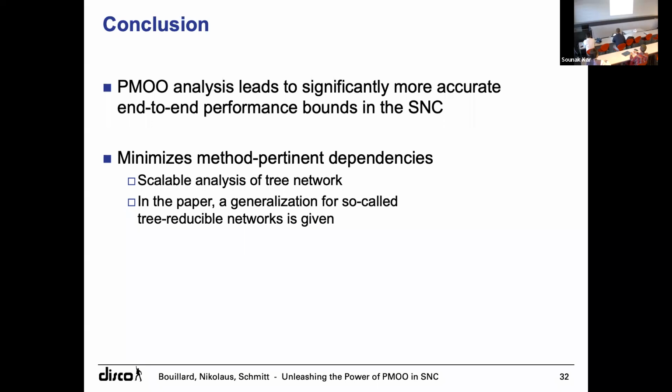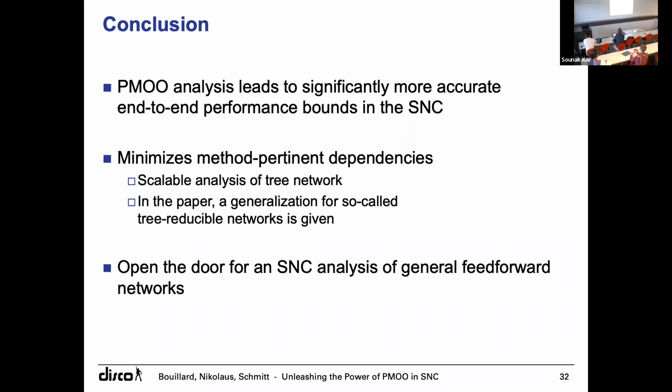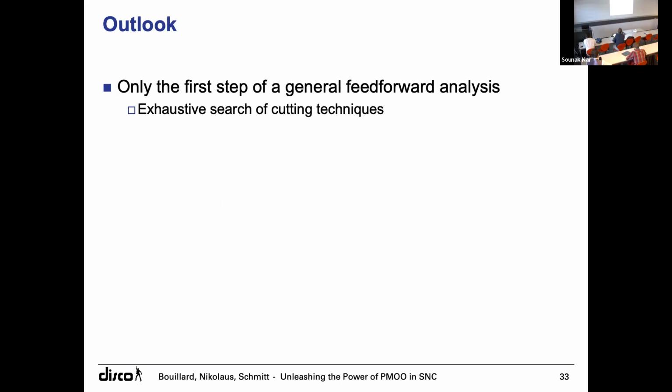And as I briefly mentioned, in fact, a generalization to tree reducible networks is provided. And then last but not least, we actually open the door for an SNC analysis of general feed-forward networks. However, admittedly, this is just a first step. Of course, the cutting offers many feasible alternatives. So one direction that one can continue here is to do an exhaustive search in the cutting techniques to see what yields better bounds. This hasn't been explored yet.